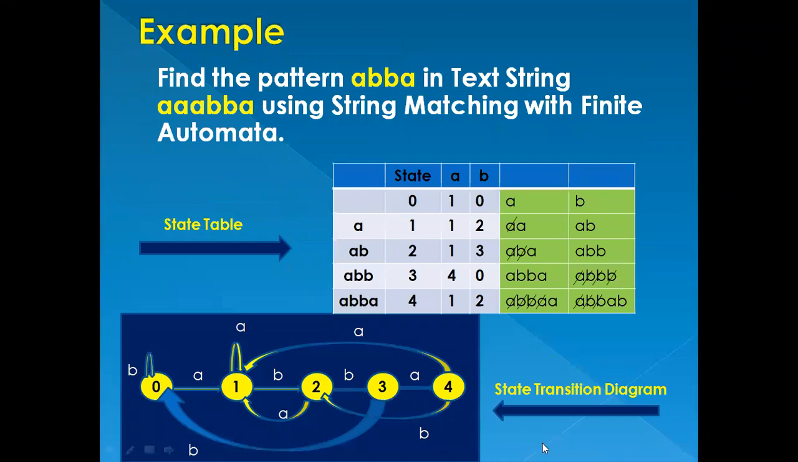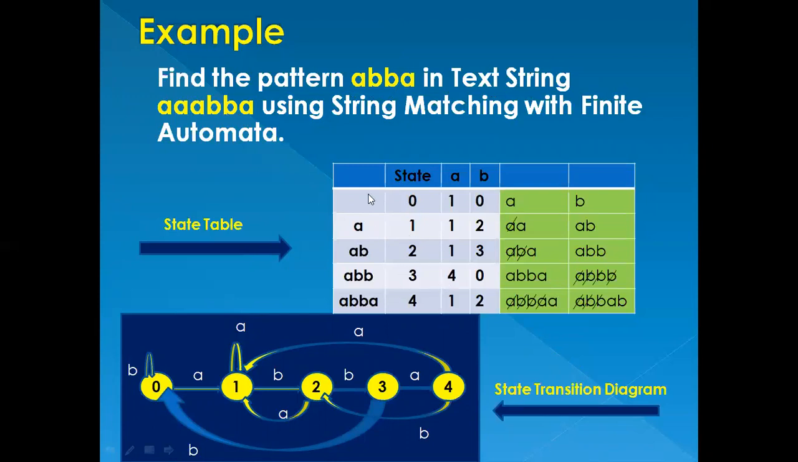So I'll just start with an example directly, wherein I can explain how the finite automata is built for a particular pattern, using which we'll be doing the matching later. So this is the example that I'm taking. Find the pattern ABBA in the text string AABBA using string matching with finite automata. As you know, pre-processing is always applied on the pattern string. So here our pattern string is ABBA.